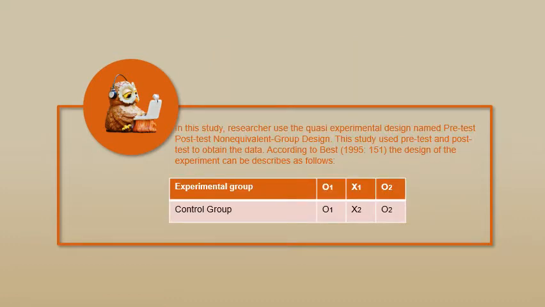Okay, in this study, researchers used a quasi-experimental design named pretest, post-test, non-equivalent group design. The study used pretest and post-test to obtain the data, according to Best. The design of the experiment can be described as follows: experimental group O1 X1 O2, and control group O1 X2 O3.